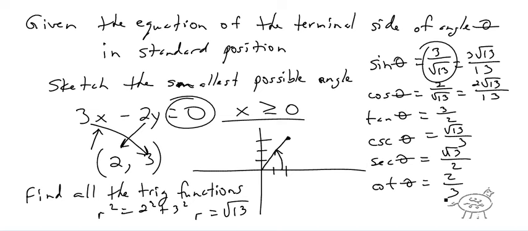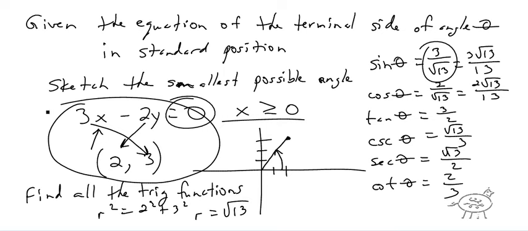Okay, that was pretty easy. But again, watch this part right here. That's the smallest possible angle, the 2 and the 3. All right, so just real quickly, if I gave you another example, how about 5x minus 2y equals 0?